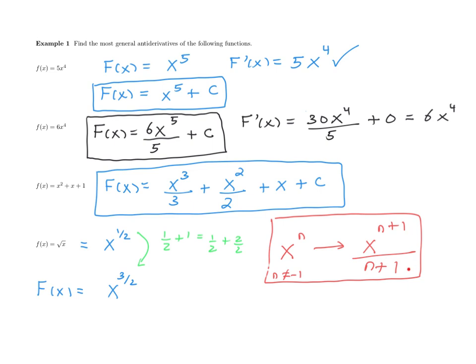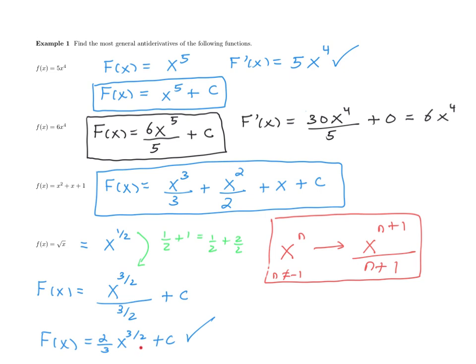This rule says we should divide by this new number, so I'll put divided by 3/2. If I put a plus c at the end, that should be the most general antiderivative. I don't like dividing by a fraction in the denominator. We can multiply by the reciprocal of this thing, which will give us 2/3 in front. I'm going to write the function f of x as 2/3 x to the 3/2 plus c.